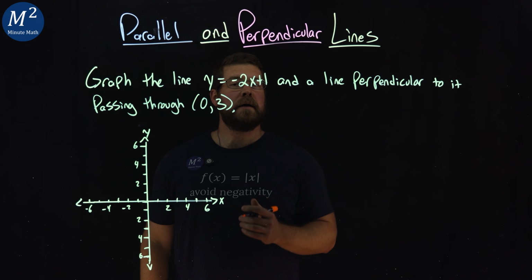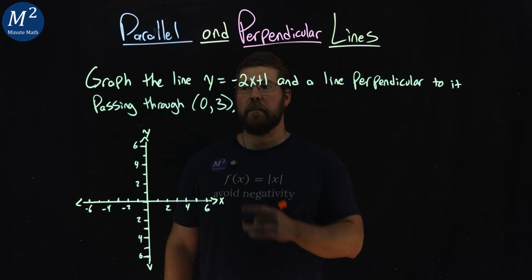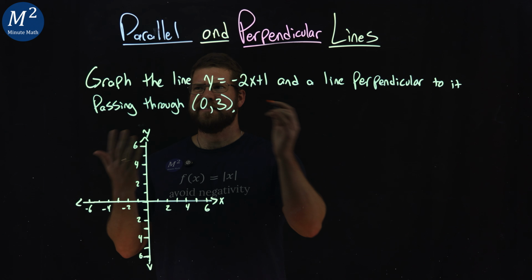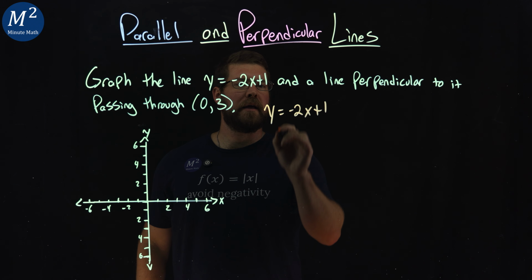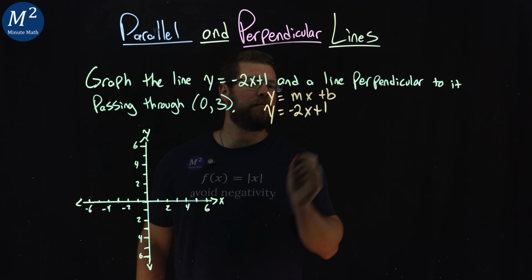Graph the line y equals negative 2x plus 1 and a line perpendicular to it passing through 0, 3. All right, let's first graph this first line, the y equals negative 2x plus 1. Again, this is in our slope y equals mx plus b form.